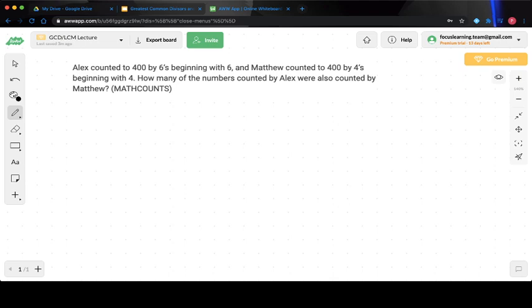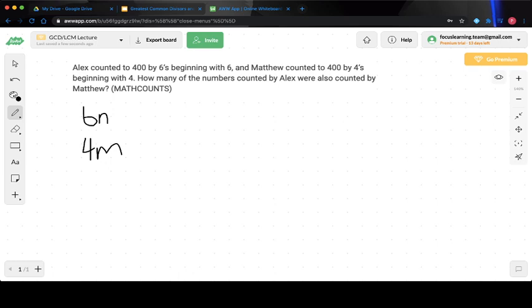So Alex is counting all the numbers in the form 6n, where n is a positive integer. And Matthew is counting all the numbers that are in the form 4m, where m is a positive integer. Since Alex is counting all the multiples of 6 and Matthew is counting all the multiples of 4, they count all the numbers that are multiples of the least common multiple of 6 and 4. So this problem is essentially asking us how many multiples of the least common multiple of 4 and 6 are less than 400.